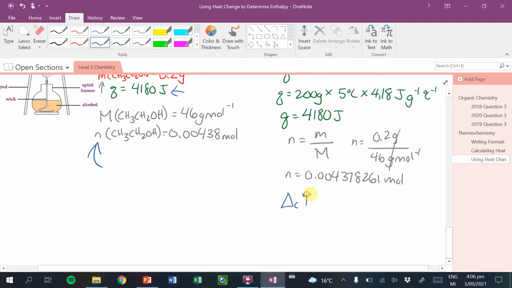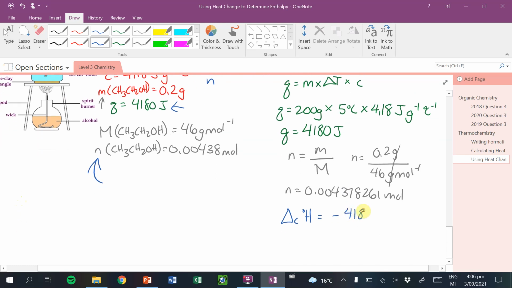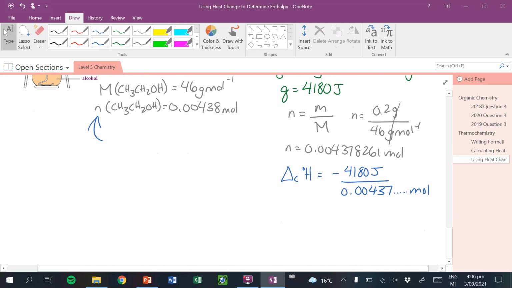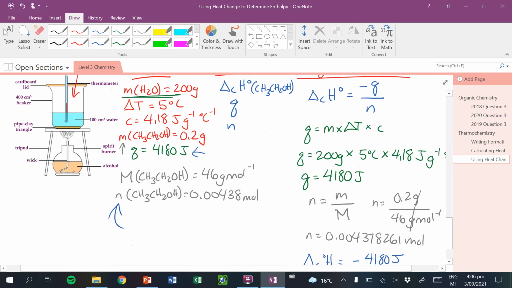So the combustion is equal to negative 4180 joules divided by 0.00437. Use the long answer. All right, and that'll be in joules per mole. So let's take that answer. And I get combustion.